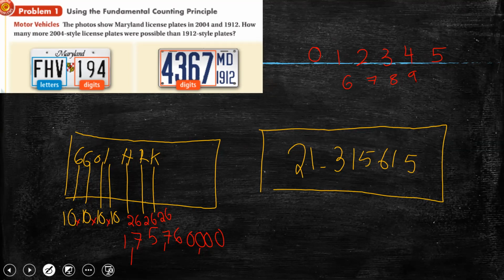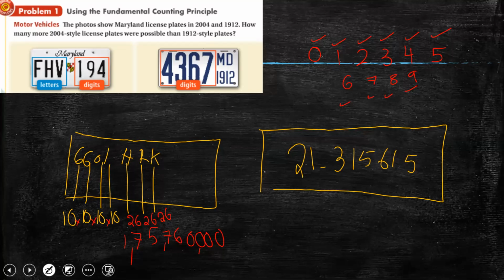So the one digit choices here, how many? 0, 1, 2, 3, 4, 5, 6, 7, 8, 9. Count them: 1, 2, 3, 4, 5, 6, 7, 8, 9, 10. 10 choices. Is it right? Yes. So that's why for the numbers, I wrote 10.